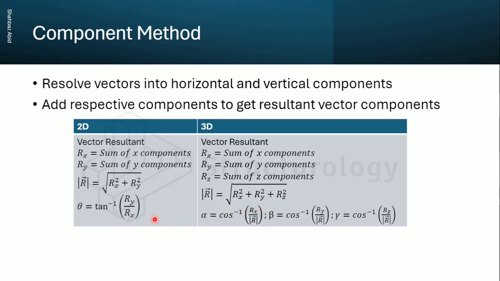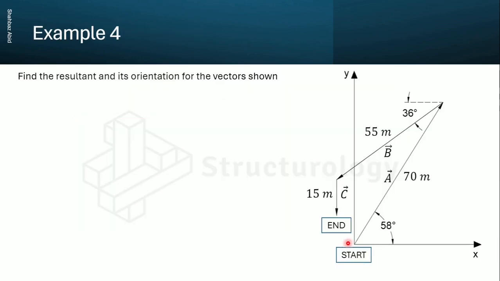And lastly, we can get theta by using tan inverse of ry over rx. And in the case of 3D, we can get three angles which are alpha, beta and gamma. These are going to be with respect to the x axis, y axis and the z axis. Let us see example 4.